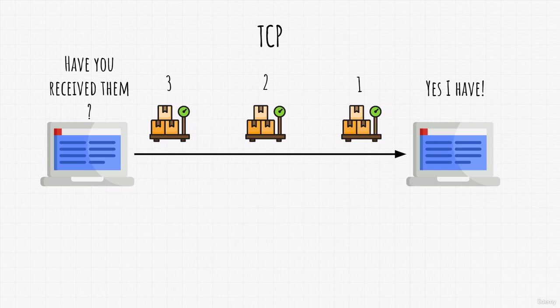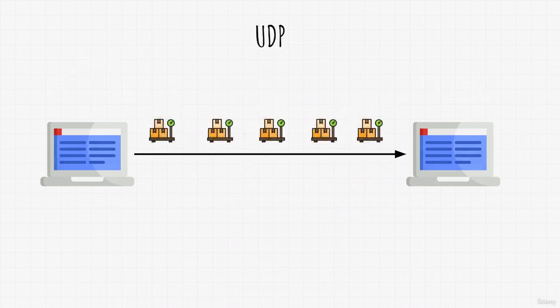UDP, on the other hand, stands for User Datagram Protocol. A datagram is the same thing as a packet of information, and UDP works similarly to TCP, but it throws all the error checking out. That's why UDP is much faster. It is used when speed is desirable and error correction is not necessary. For example, UDP is frequently used for live broadcasts and online games.